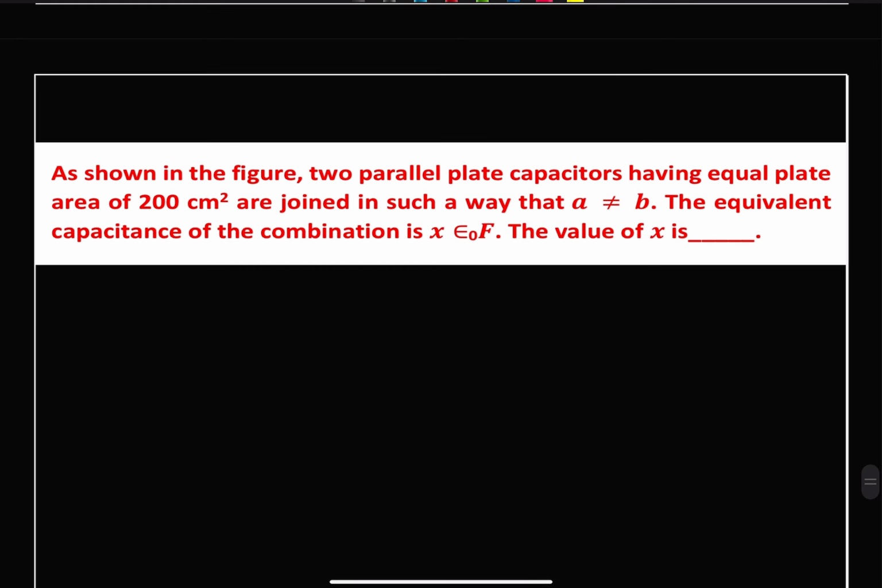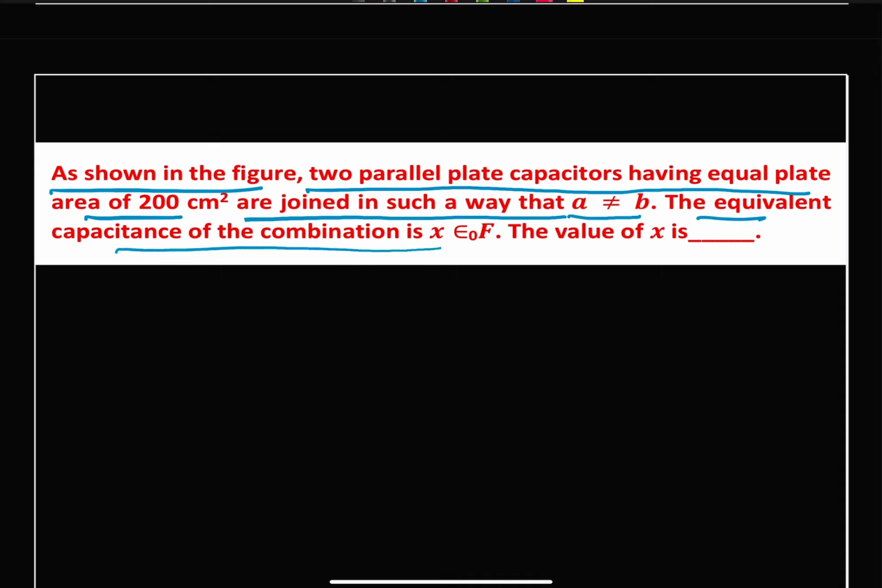As shown in the figure, two parallel plate capacitors having equal plate area of 200 centimeter square are joined in such a way that A is not equal to B. The equivalent capacitance of the combination is X epsilon naught times Farad. The value of X is. So let me draw the figure.